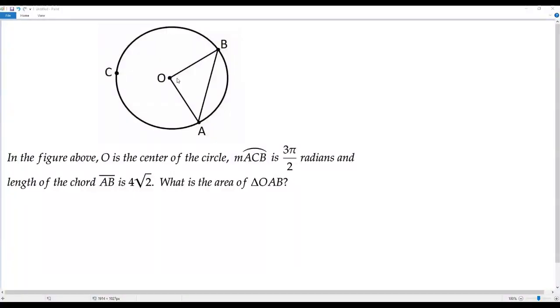Here we have a SAT math problem. Okay, let's go to the question. In the figure above, O is the center of the circle. Measure of arc ACB is 3 pi over 2 radians and length of the chord AB is 4 times square root of 2. What is the area of triangle OAB?